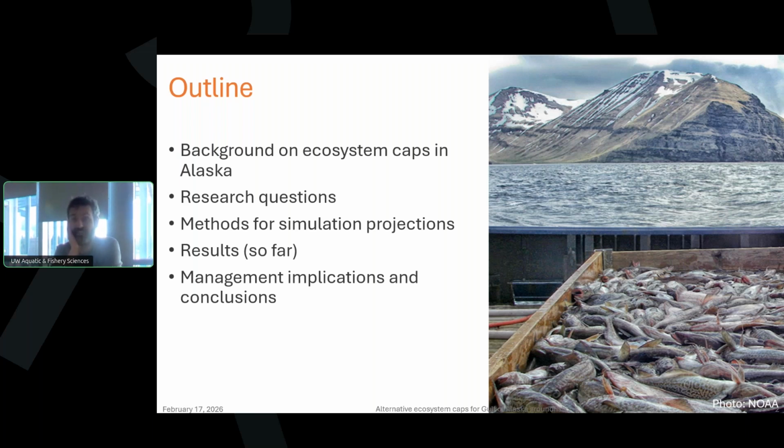Then I'll introduce the Atlantis model. And then we'll talk about management implications and some parting thoughts.